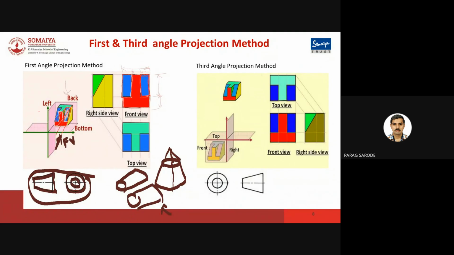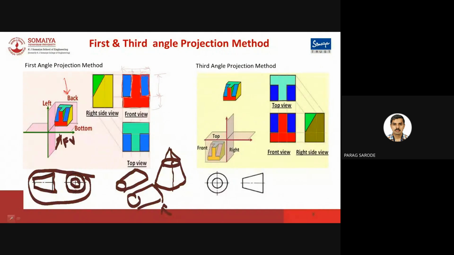What about the top view? For the top view, we will have to look at the object from the top of the figure. If you look from the top of the figure, what we see here, first, we will be able to see the T, correct? Then this inclined portion will be seen. So what will we be drawing first? We will be drawing the T first.